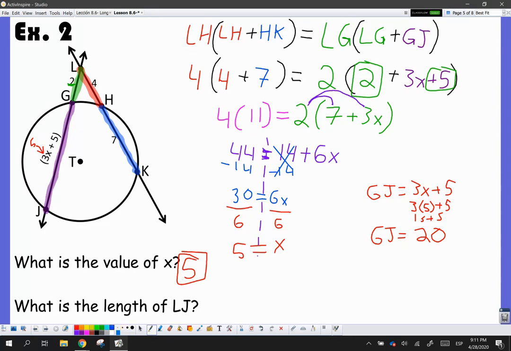Now LJ, though, LJ is the combination of LG plus GJ. But now that I know GJ is 20, and I know that LG is 2, so 20 plus 2 is 22. So the length of LJ is 22.